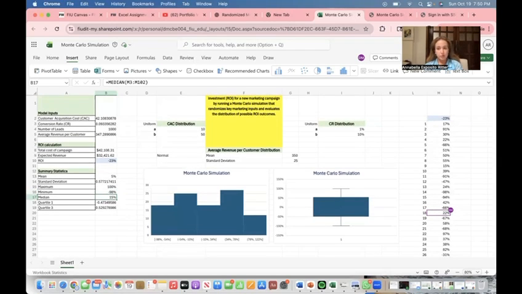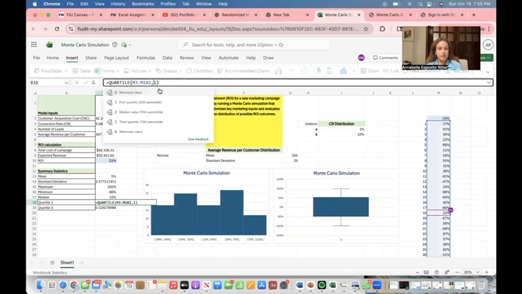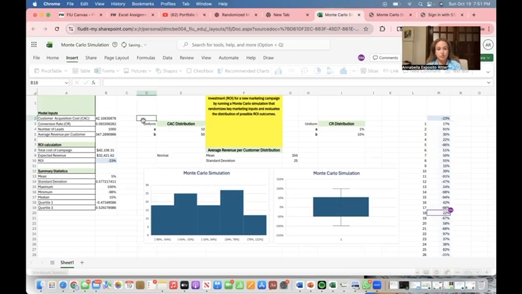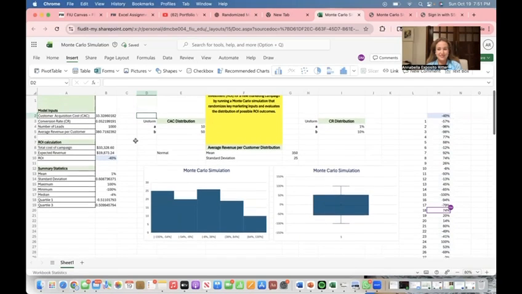To get the median, it would be equals MEDIAN. Again, the same process. And then for quartile, it would be equals QUARTILE. And then the entire M cell, and then the only difference is for the one, it's the first quartile.